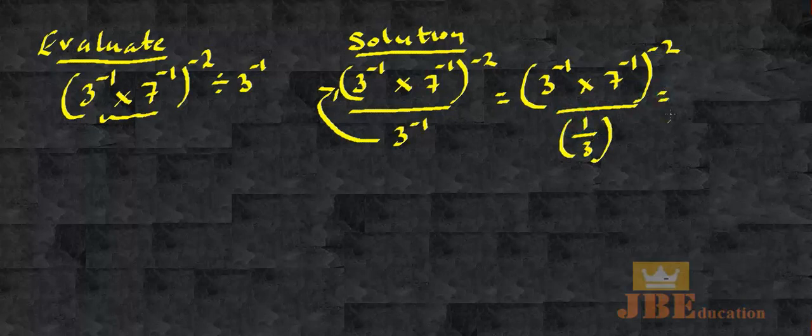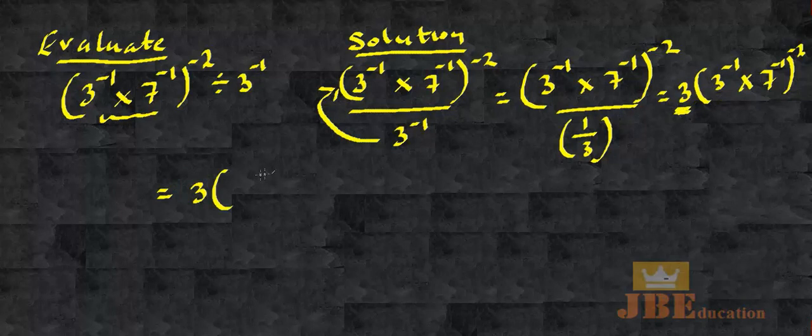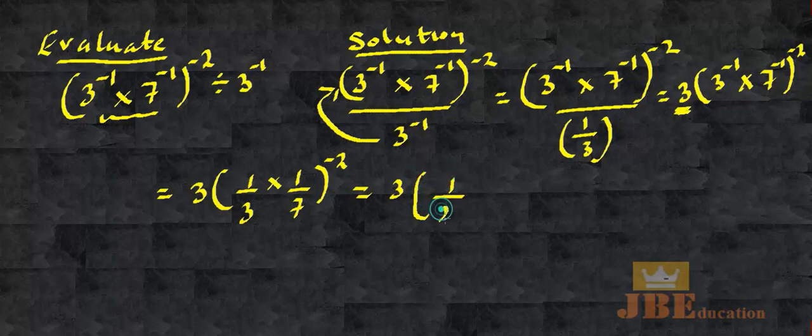So I can move this 1 over 3 to the numerator. Thereby I get 3 power negative 1 multiplied with 7 power negative 1 raised to the power negative 2, with the 3 being in the numerator. Now 3 power negative 1 can be rewritten as 1 divided by 3, and 7 raised to the power negative 1 can be rewritten as 1 over 7, which has to be raised to the power negative 2. Now this is equal to 3 times 1 over 3 multiplied with 1 over 7, which is going to be 1 over 21 raised to the power negative 2.